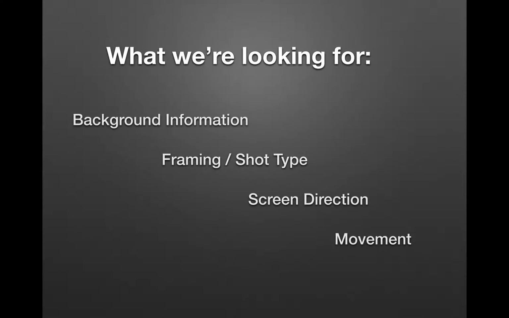So here's what we're looking for as elements within your storyboards, which we'll be discussing today. We're going to be looking for background information, framing or shot type information, and we have an additional resource to help you learn more about the different shot types if you're not familiar with those yet, screen direction, and movement, which would be camera or actor movement within your frame.